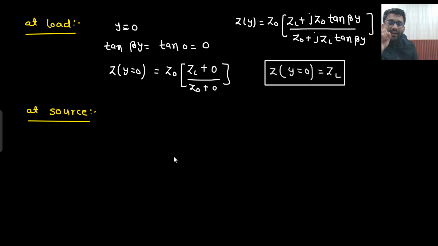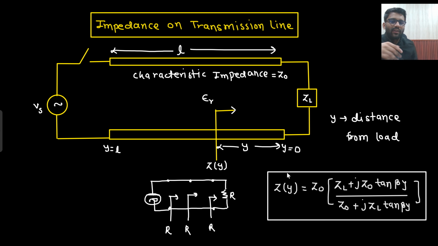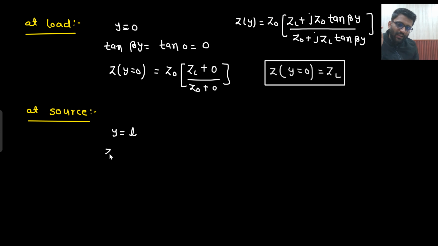Okay. Now if you are at the source, what will be your length? Y equals L. That means you have covered length L. If you are at the source, someone who is here, a lot of times this impedance is shown as Zin, because this is the complete input impedance of the transmission line. So here, if I am at y equals L, the impedance will be called Zin. So what will be the value of Zin now?